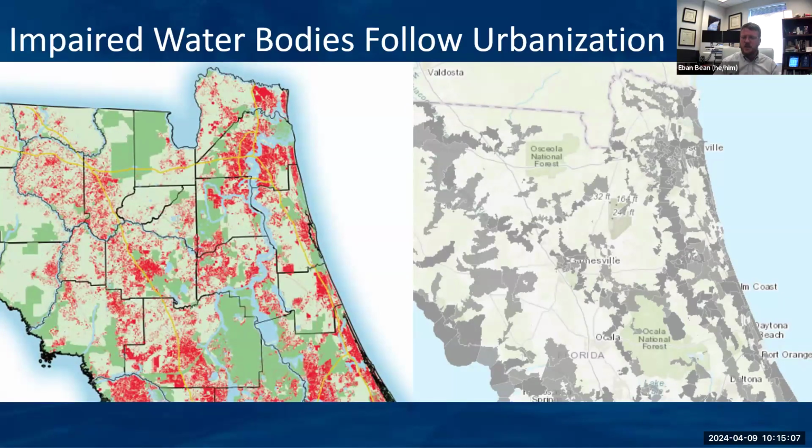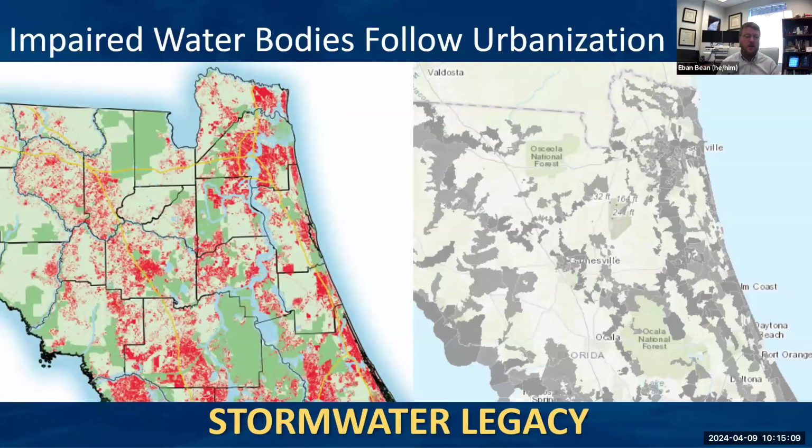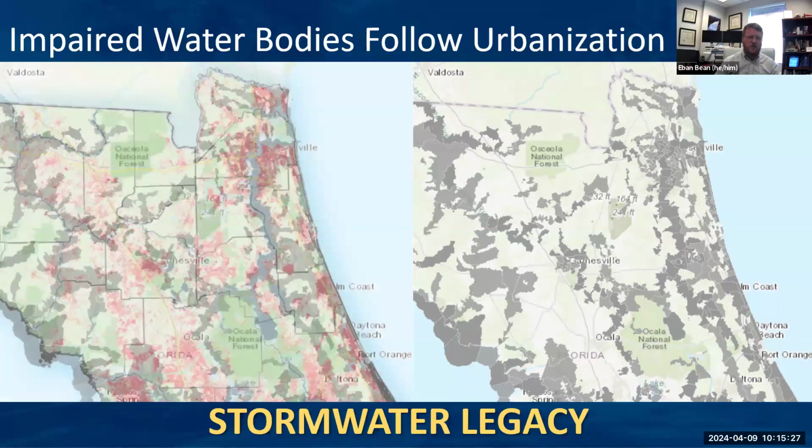Now, urbanization is not the only cause of impairment on our water bodies. Some of that is due also to nutrients and pathogens that come from septic systems and also agriculture. That can also contribute large nutrient loads. However, stormwater is one of the main ones that we need to look at. And actually, if you squint your eyes, what I was trying to have happen here is that you can see the overlap between the urbanized areas and the impaired areas on the left side here.